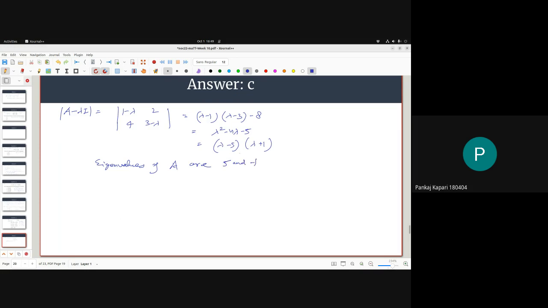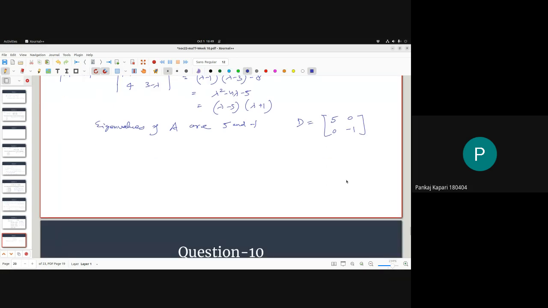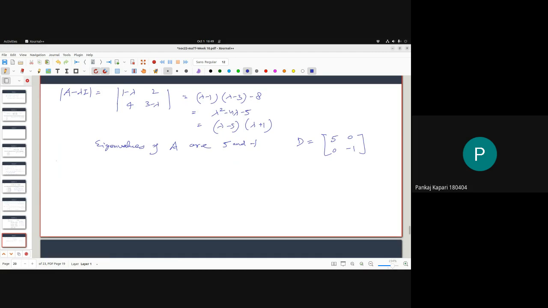Because now we have our eigenvalues, the matrix D must have them on the diagonal. We can have 5, minus 1, 0, and 0. So D is this matrix. Let's find the matrix P. For finding matrix P, we have to find the eigenvectors corresponding to these eigenvalues. Let's start with lambda equal to 5. For lambda equal to 5, we are solving the equation (A minus 5 times identity) V equals 0, where V is non-zero.